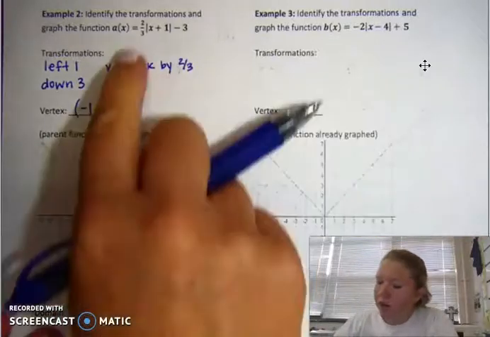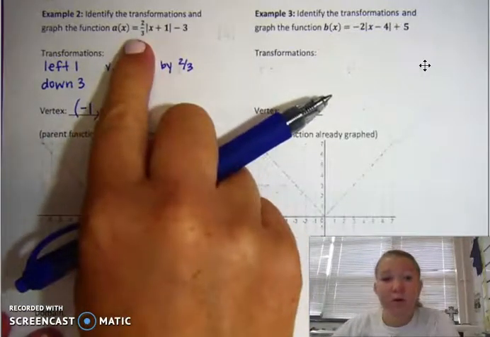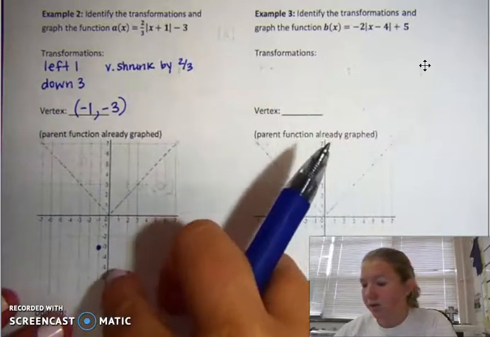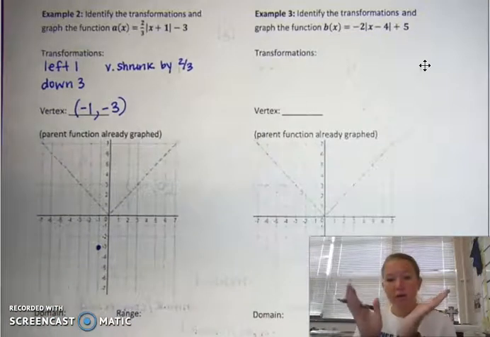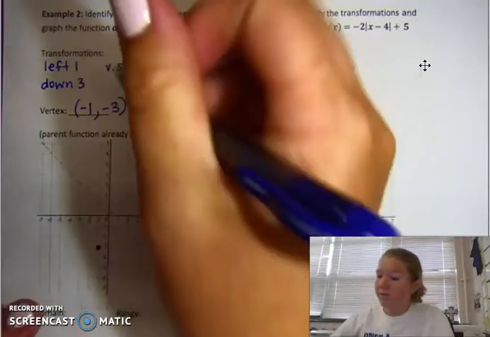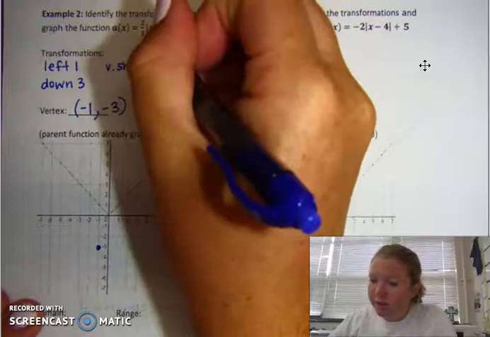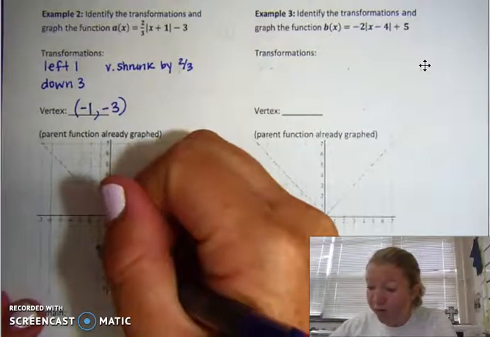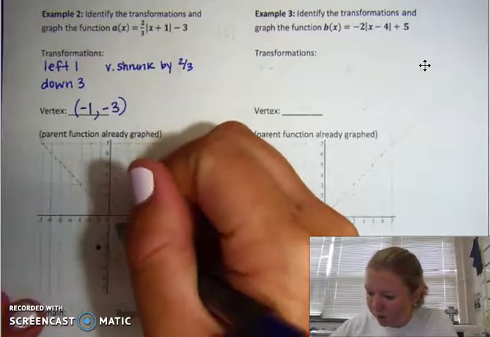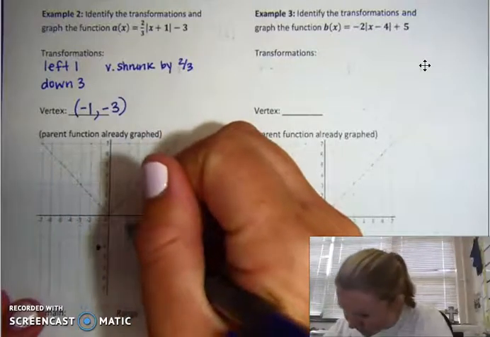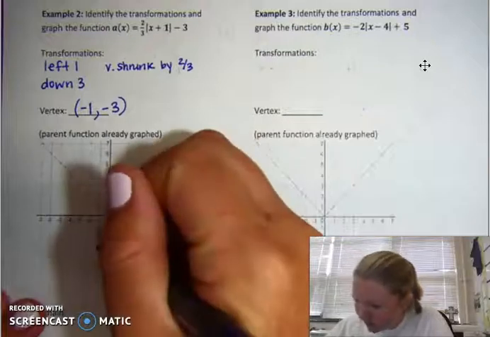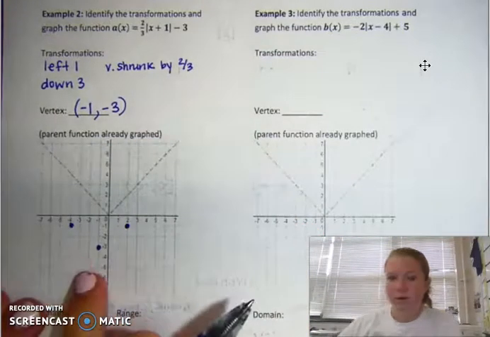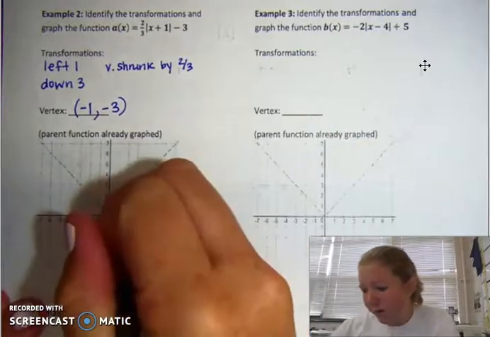Okay, I know that my graph's going to be facing upward because I do not have a negative in front of the a value. And then I also know how to find more points of my V because of this 2/3. Think of that as slope. So you're going to go up 2, rise over 1, rise over run. So up 2, over 1, 2, 3, and then up 2, over 1, 2, 3 in the negative direction. So there is our rough sketch of our V.